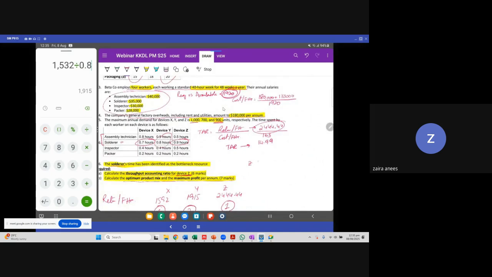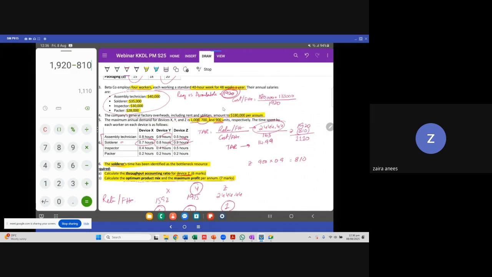We have to produce 900 units for Z, and 1 unit of Z requires 0.9 hours. That is 810. So we have 1920. Out of that, 810 will be utilized by Z. We are left with 1110, right? Next one is Y.